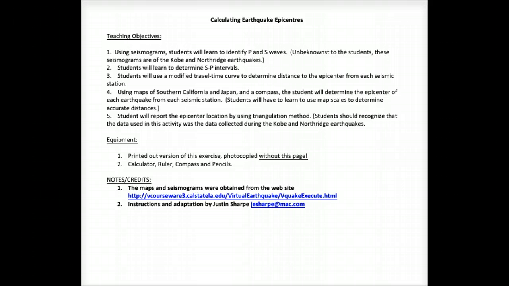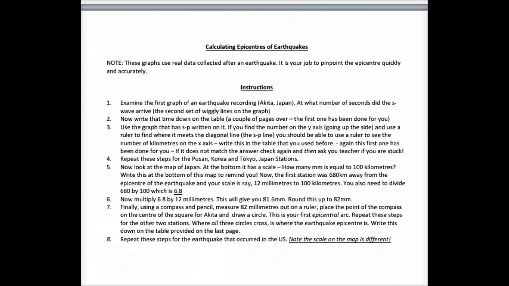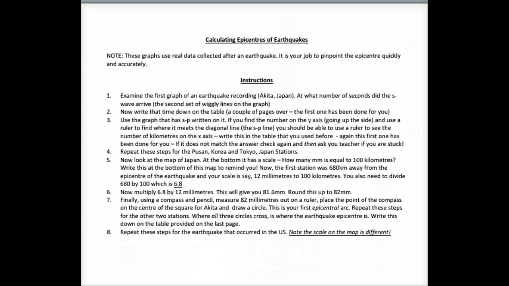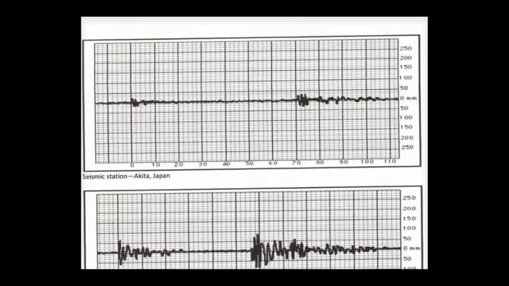This is the first page of calculating earthquake epicenters. I'm going to go to the second page because there's some directions, and we're going to take a look very quickly at how you go about doing this. Okay, I switched pages on you. The directions essentially tell you to go to these graphs, and these represent information that came in to the seismic station, for example, at Akita, Japan. And so we have our Richter scale.